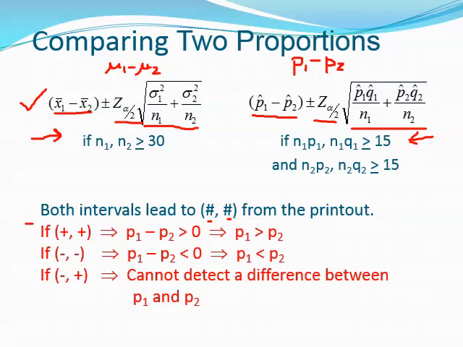And so the way that we interpret our interval endpoints is exactly the same way we did when we were comparing two means. Very similar technique. The big difference is right here.